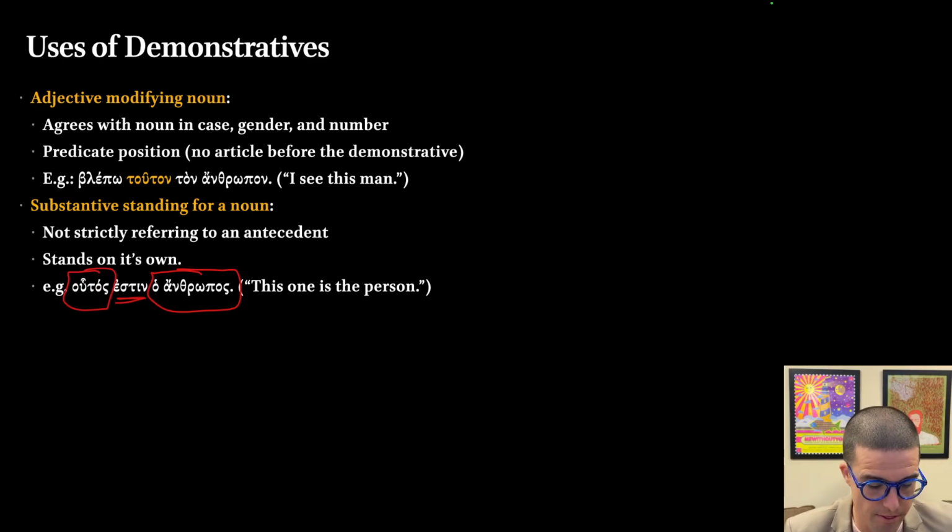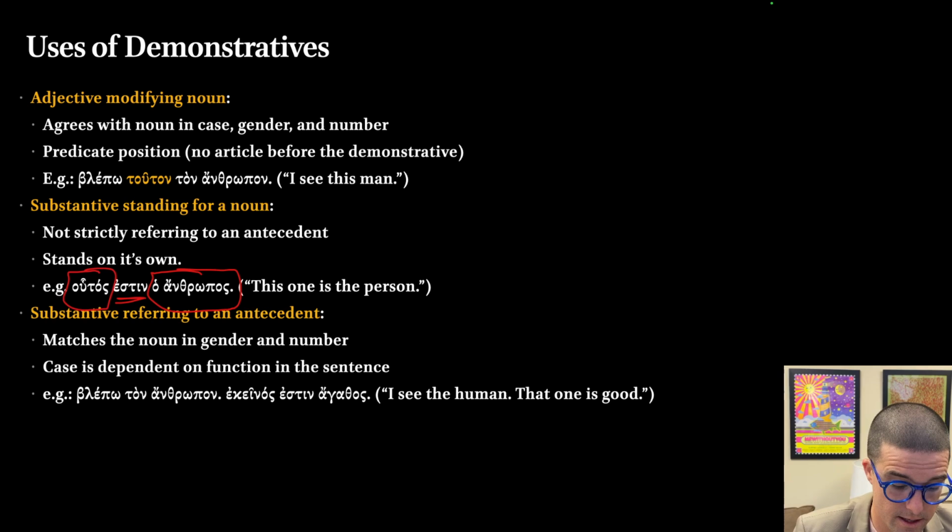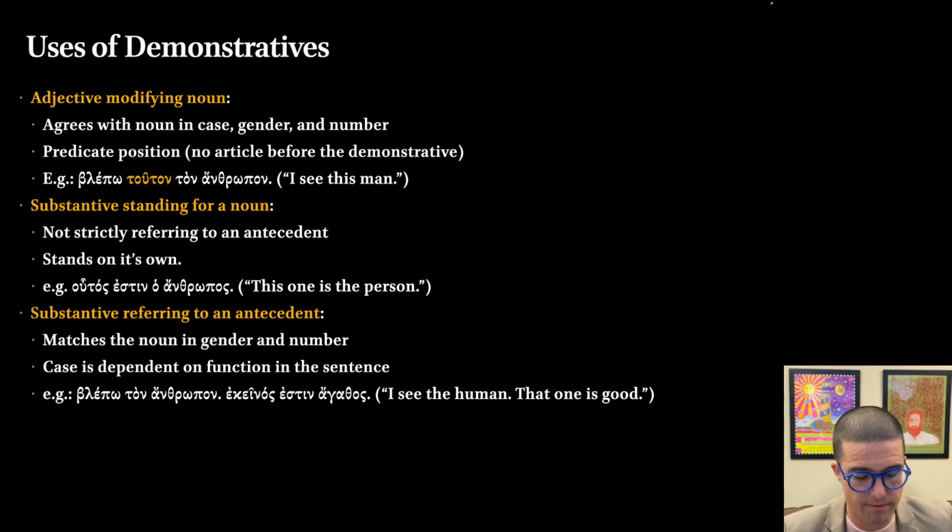But notice here that this one is standing on its own. It's not referring to some other human that's already been mentioned. It's saying that this one here is the human. And then lastly, the demonstrative can function as a substantive that does in fact refer to an antecedent, which it will match in gender and in number, but not necessarily in case. Once again, the case will be determined by what? Exactly right, grammatical function in the sentence.